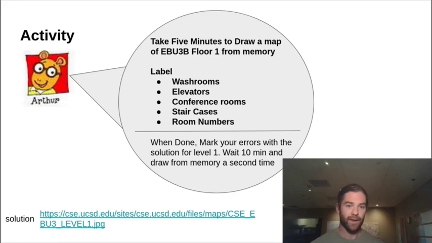As an activity involving pretesting, consider the following challenge. Take anywhere between 3 and 5 minutes to draw a map of EBU 3B Floor 1 from memory. Try to label the washrooms, elevators, conference rooms, staircases, room numbers, and if you can, emergency exits.